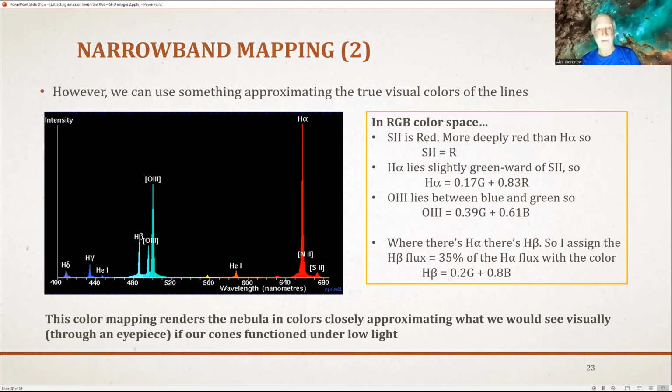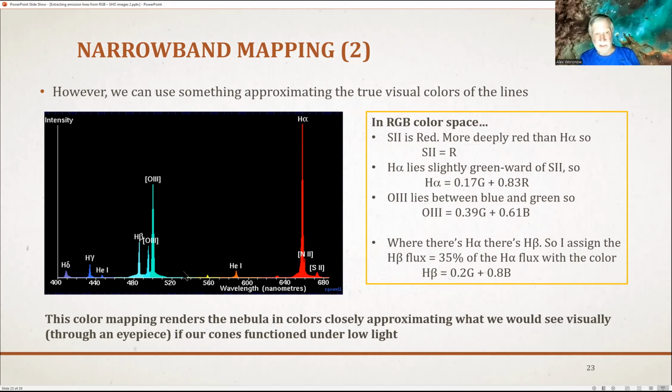So here's my mapping. And I remind you where the spectrum is. The longest wavelength is sulfur. So I make sulfur red. I say the intensity of the sulfur image is equal to the red image. So when I'm mixing RGB, that one's red. The HA is a somewhat shorter wavelength than that, so it's off toward the green just a bit. It's rather arbitrary, but I make my HA 70% green and 83% red. That puts it more or less in the right place relative to the sulfur.